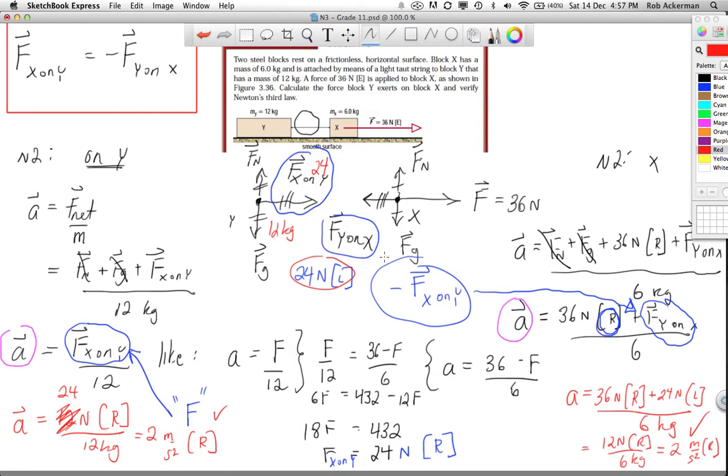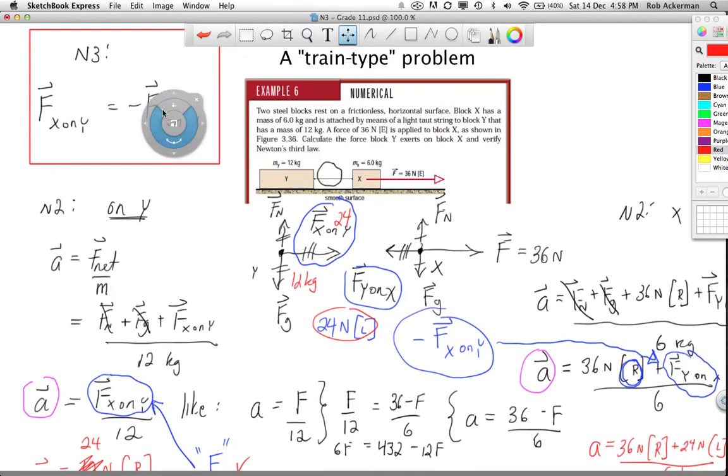So there you have it, folks. That's how to solve a train type problem. They are a little tricky. You really have to use good symbols here. Keep your symbols straight. Otherwise, you're going to run into trouble. And of course, don't forget Newton's third law up here, which is the key to solving. And it allows you to use two equations with two unknowns. All right, and that's about it.